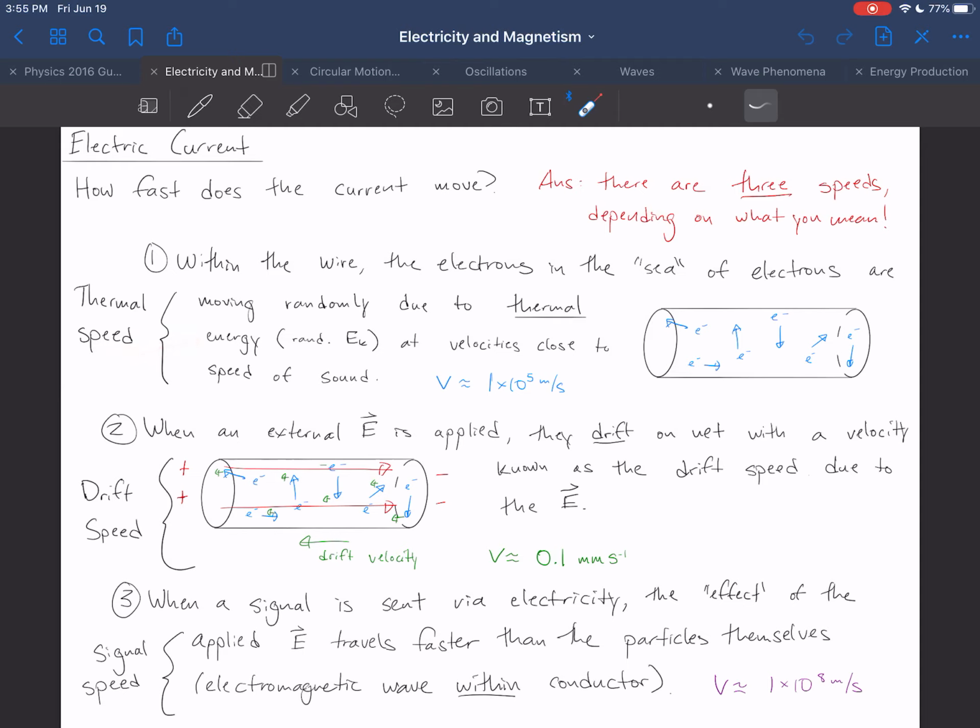Now, when an external electric field is applied, however, they drift on net with an extra velocity. So not only are they bouncing around, but there is a net extra velocity that adds vectorially to whatever previous velocity they were already going. That's shown in blue, thermal speed, and then the extra velocity provided by the electric field is shown in green. That's known as the drift speed.